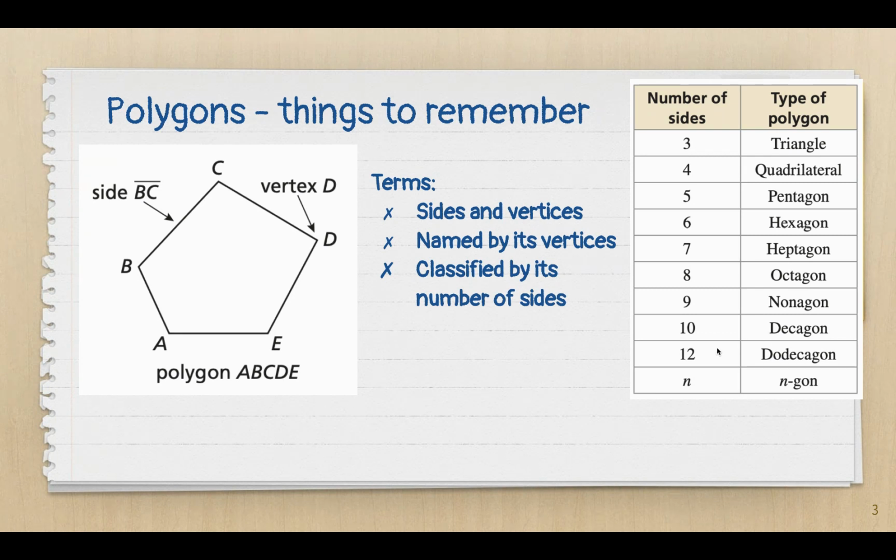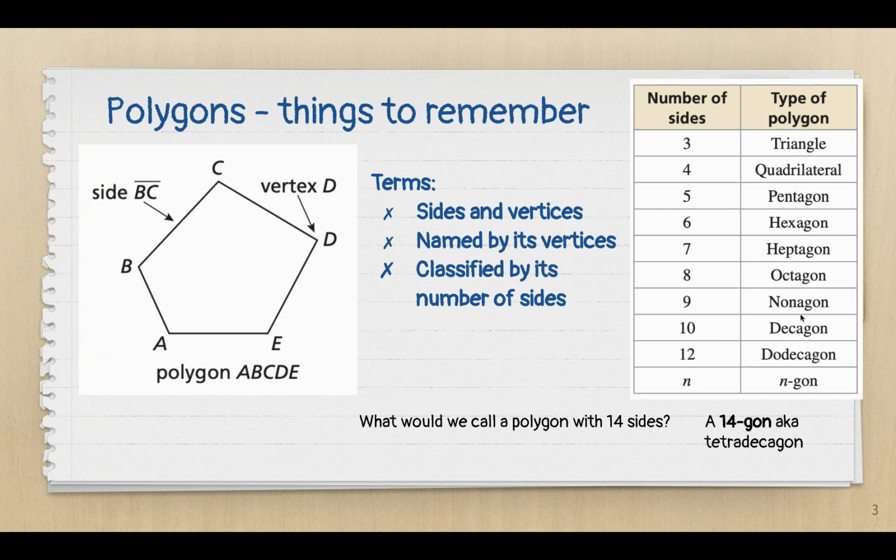Now, when we get above 12, let's say we have like a 27-sided shape, then we're just going to call it by whatever n is. So for example, what would we call a polygon with 14 sides? We would just call it a 14-gon. Just write this word, 14-gon. Now, if you really want to know what a 14-gon is called, it's a tetradecagon. Bet you didn't know that one. Maybe you did, I don't know. But for this class, you can just call it a 14-gon.